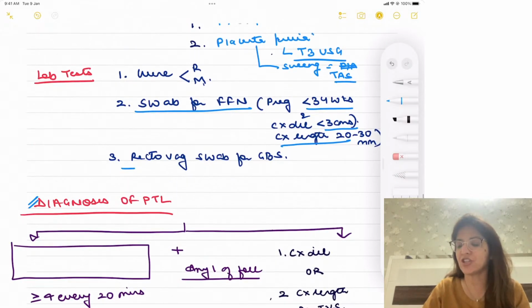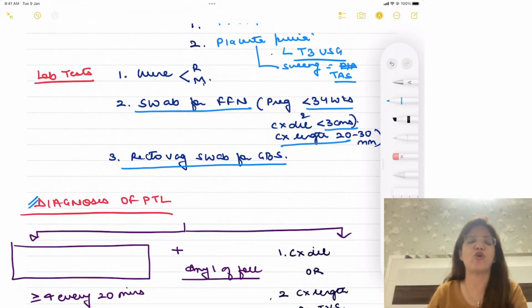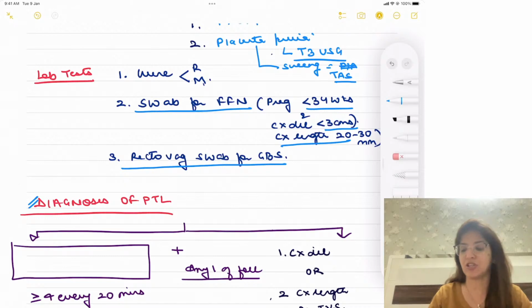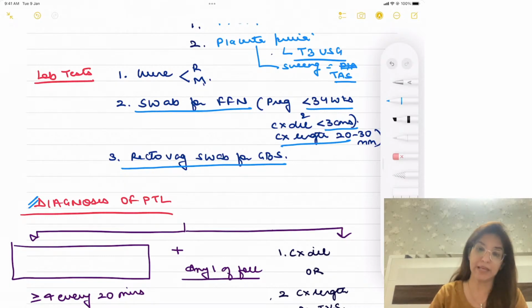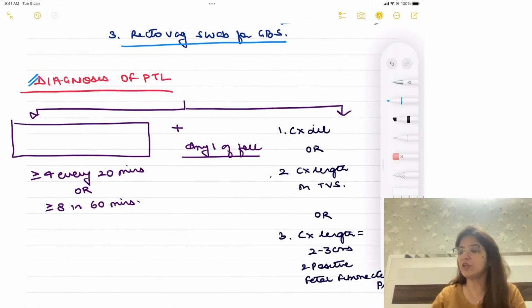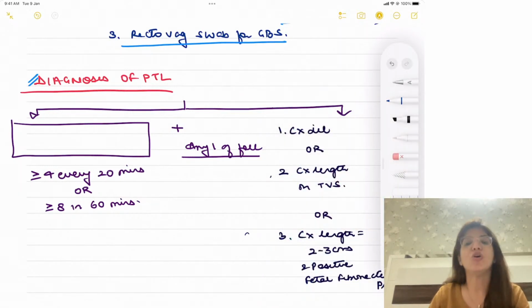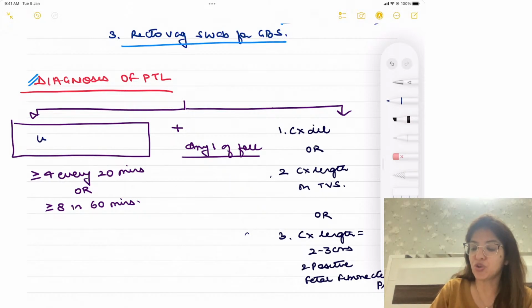And the third investigation is a recto-vaginal swab for group B streptococci. So these are the three investigations which you should be doing whenever a patient comes to you with preterm labor, right? Now, for the diagnosis of preterm labor, how do you diagnose preterm labor? For diagnosis of preterm labor, the patient should be having uterine contractions, right?